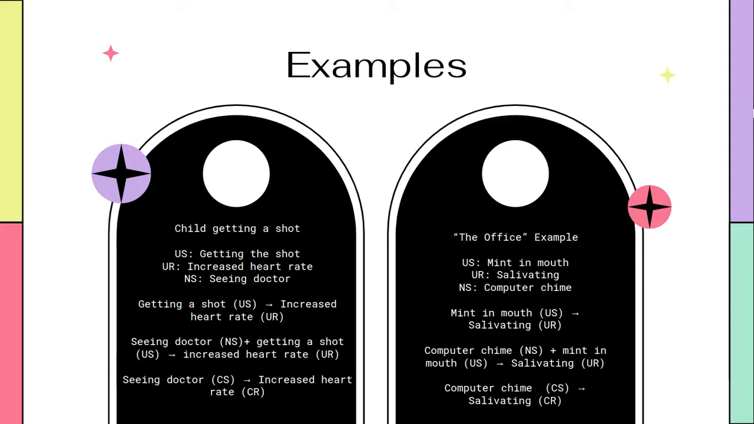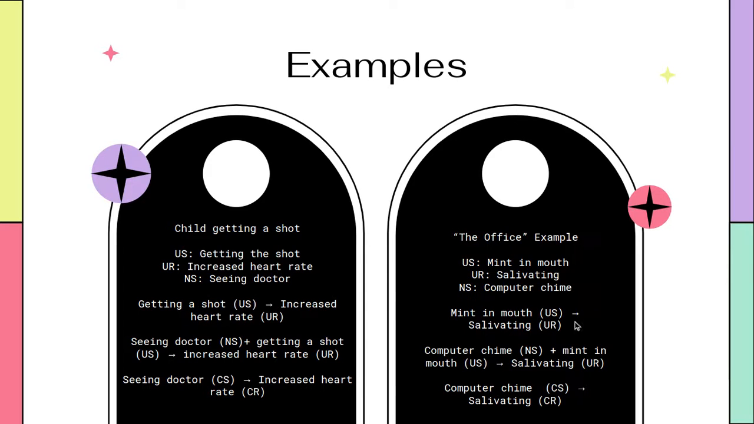In our last example, this is related to the TV show The Office. I'm sure many people know the scene where Jim continuously plays the computer chime while giving Dwight a mint, and eventually the computer chime alone is enough to make Dwight ask for a mint. But let's break this down in terms of behavior. So the unconditioned stimulus is the mint in the mouth, and the unconditioned response, we have to do a little bit of assumption and assume that he probably was salivating during this time. And the neutral stimulus in this case was the computer chime.